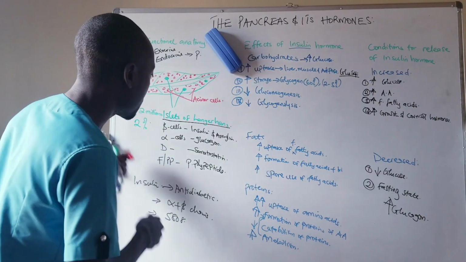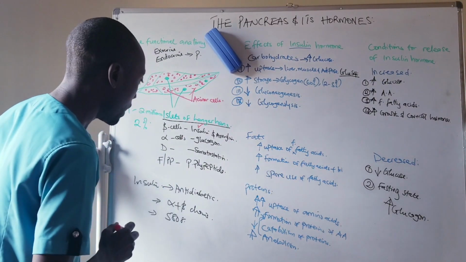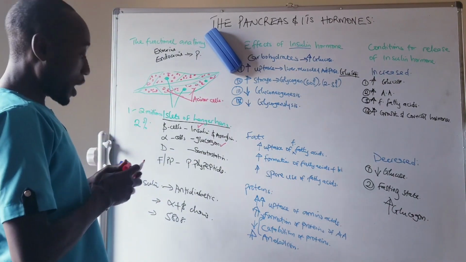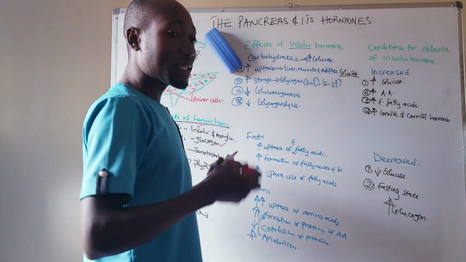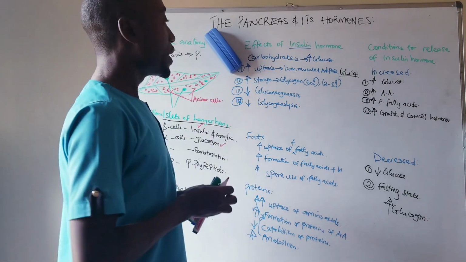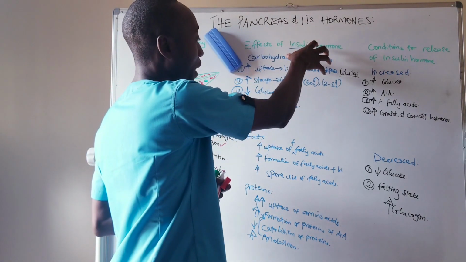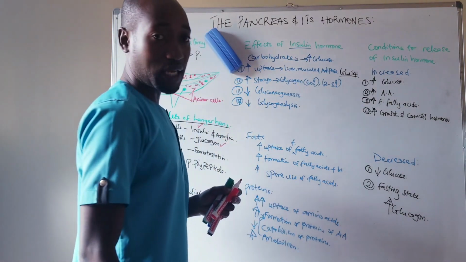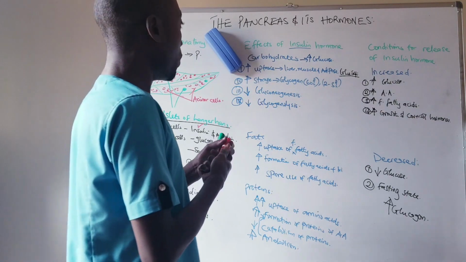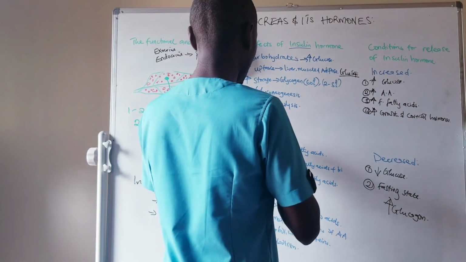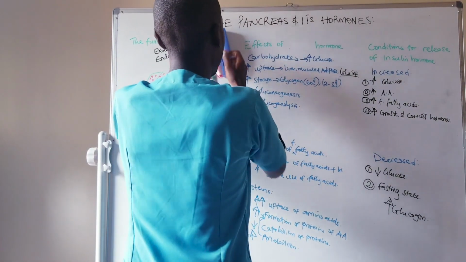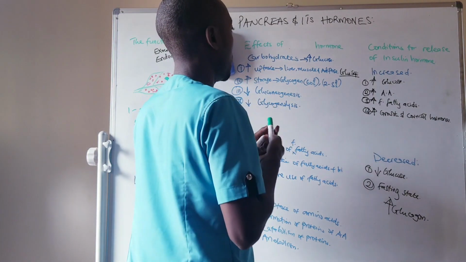We've looked at insulin. Okay, let's look briefly at glucagon. Now, glucagon as a hormone acts against insulin. So in other words, it is just going to basically reverse all these effects that we've listed here. So let's look at them. Okay, so we are going to look at glucagon.